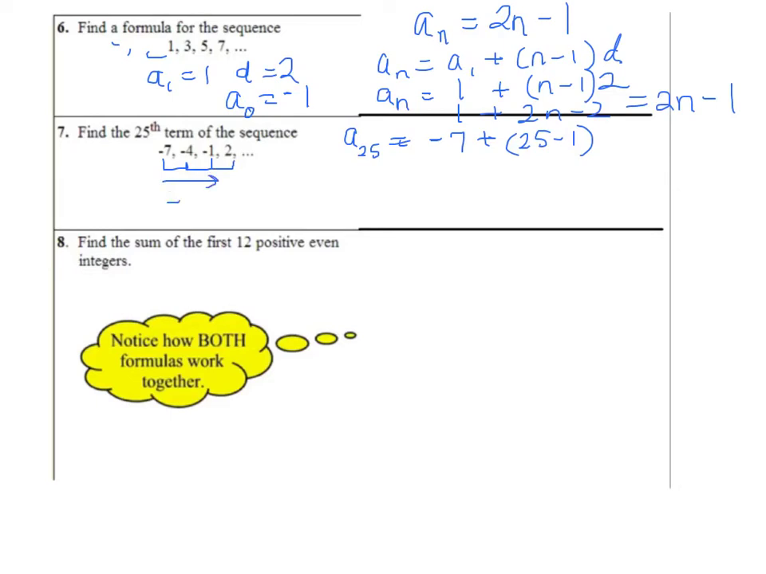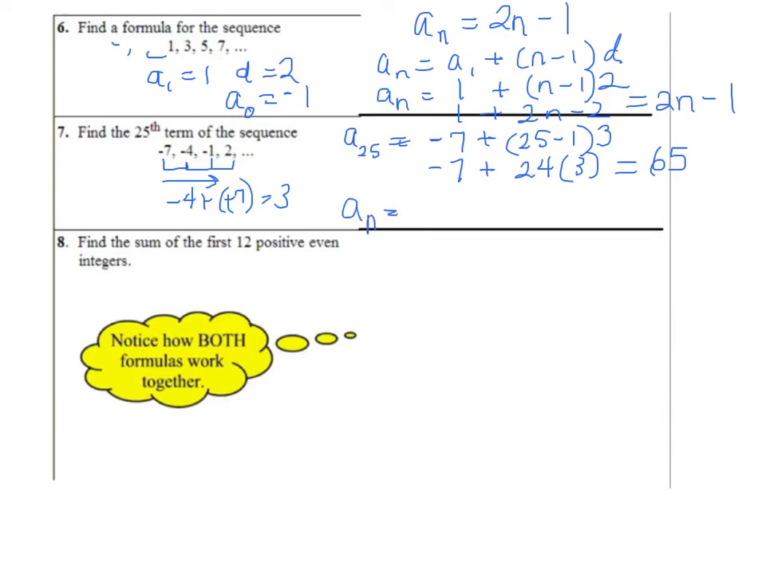So this is going to be negative 4 minus a negative 7 plus. So this is 3. The common difference is 3. So I have 24 times 3 minus 7, which equals 65.